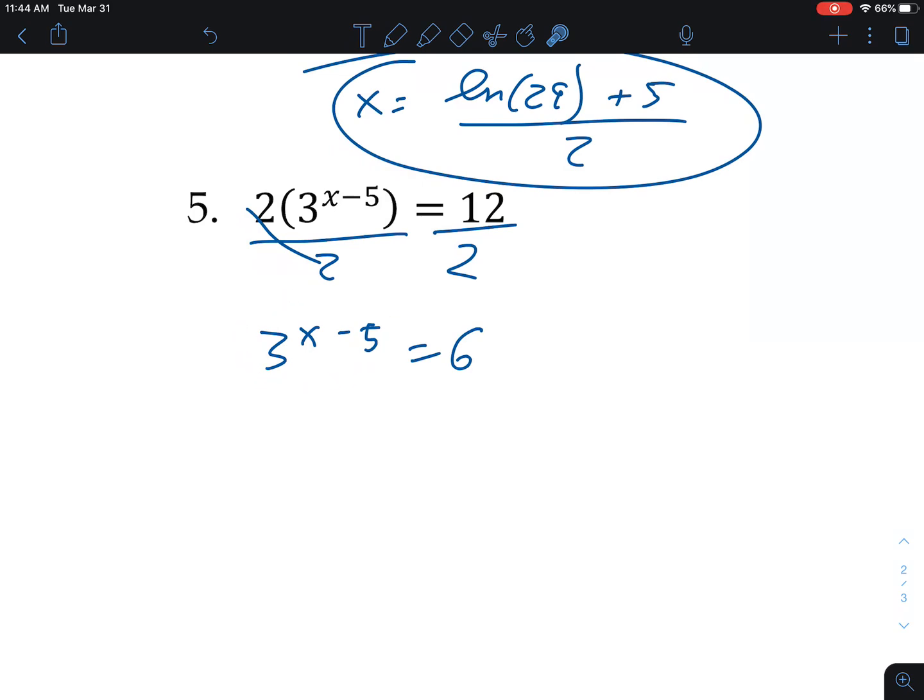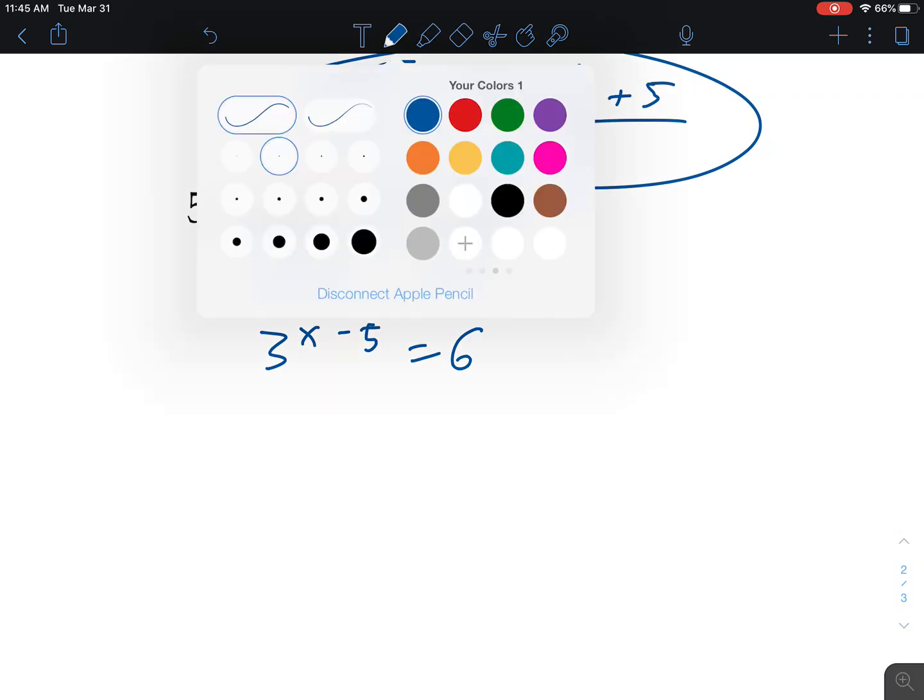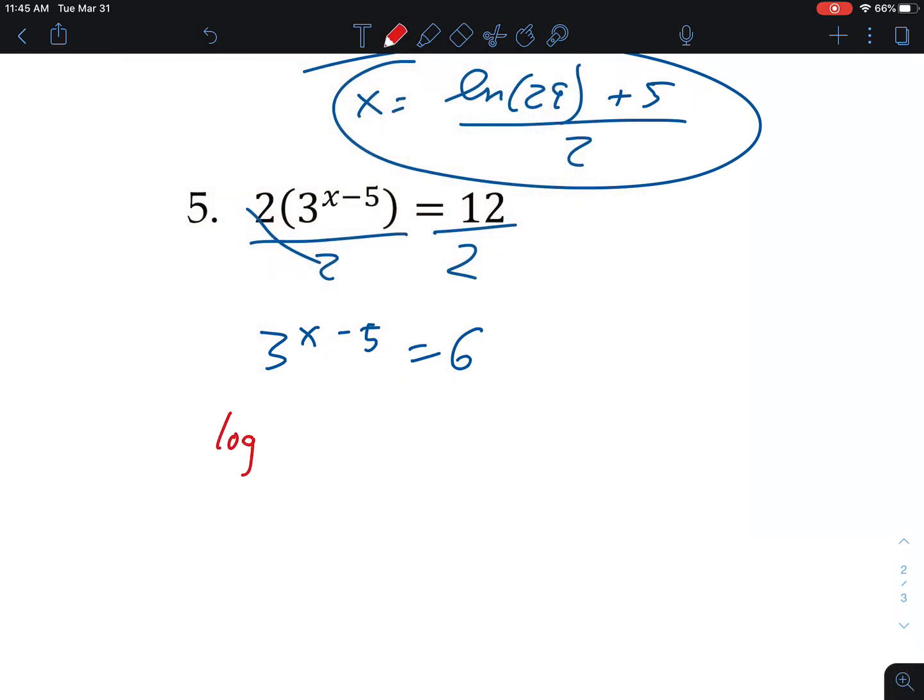Here's the only exponent thing. This 3 I cannot make into a 6 by any power, right? 3 squared is not 6, it's 9. 3 times 2 gives me 6, but I don't need that. I want it to be with powers, with exponents. So I have to take the log of both sides because I can't get them to match. Log of both sides.